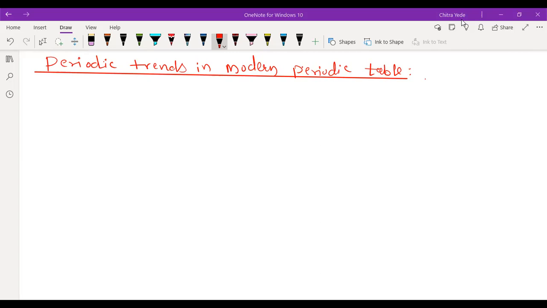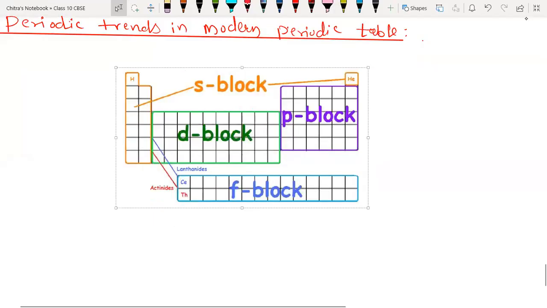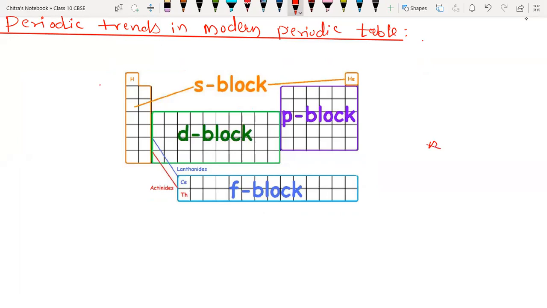We have to understand these one by one. So for this, I'll require the block diagram of the periodic table. Wait a second. Okay, so here we have the block diagram for the modern periodic table. See, this is the modern periodic table.